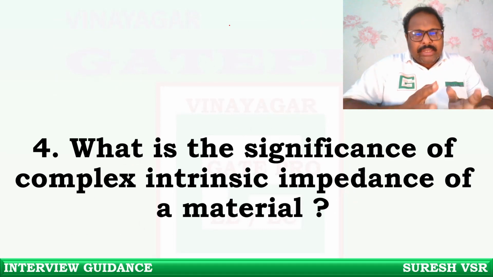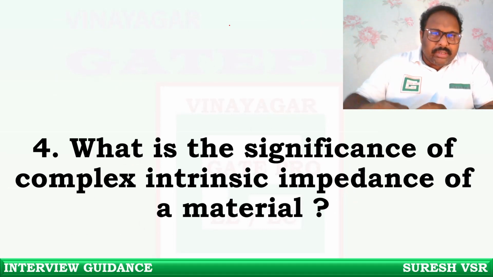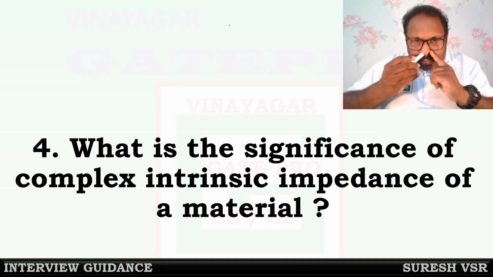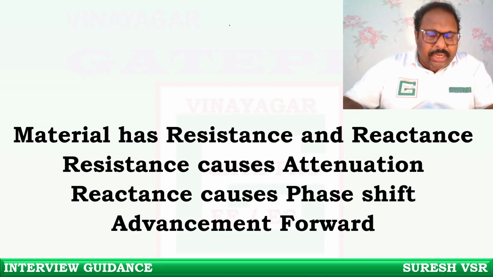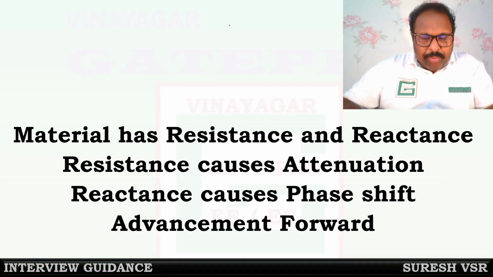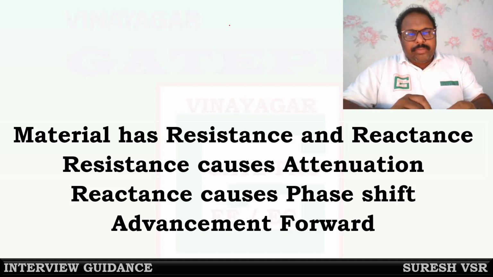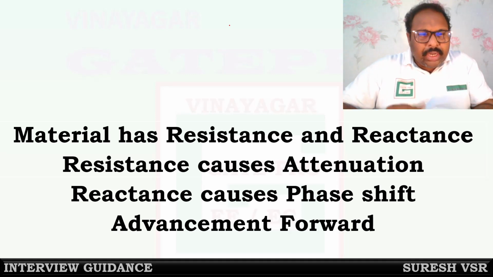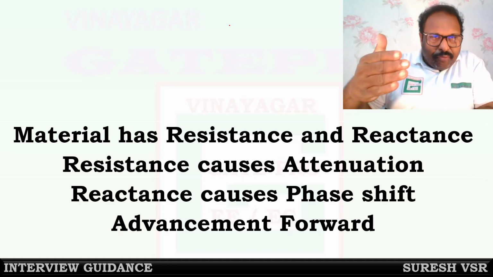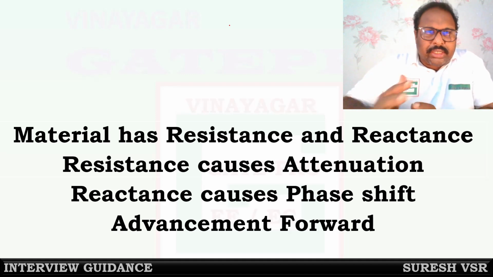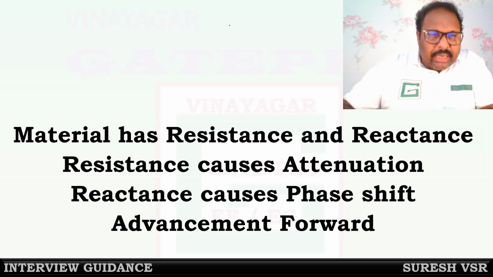What is the significance of complex intrinsic impedance? What do you mean by complex intrinsic impedance? Why is that eta is complex? So if you look at it, eta is nothing but E by H ratio. So E by H ratio is coming to be complex. So that means there is a resistance and reactance in that complex term. So impedance is complex means the material has got some resistance and some reactance. So what does this resistance cause? It causes your attenuation. And what does the reactance cause? It causes a phase shift. So it causes a phase shift for the wave to move forward, and this resistance causes some attenuation. So on the whole I can say that material has got resistance and reactance. That's why it is complex.